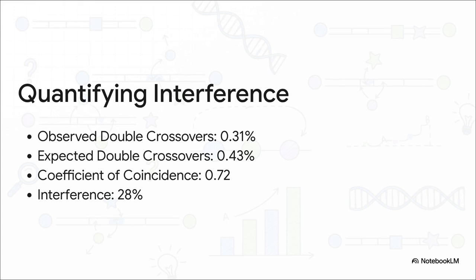The ratio of what we saw to what we expected is called the coefficient of coincidence, which here is 0.72. That means we only saw 72% of the double crossovers we thought we would. So what about the other 28%? Well, that's the interference. One crossover prevented another one from happening nearby 28% of the time.